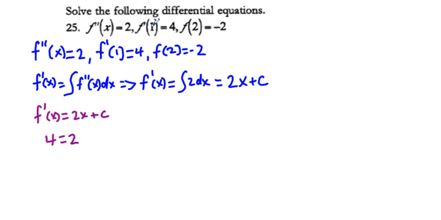Well, x is 1. See, that's x is 1, y is 4. So 2 times 1 plus c. And what we have is 4 equals 2 plus c. So c is equal to 2. So what we have is f prime of x equals 2x plus c. This is the general solution.